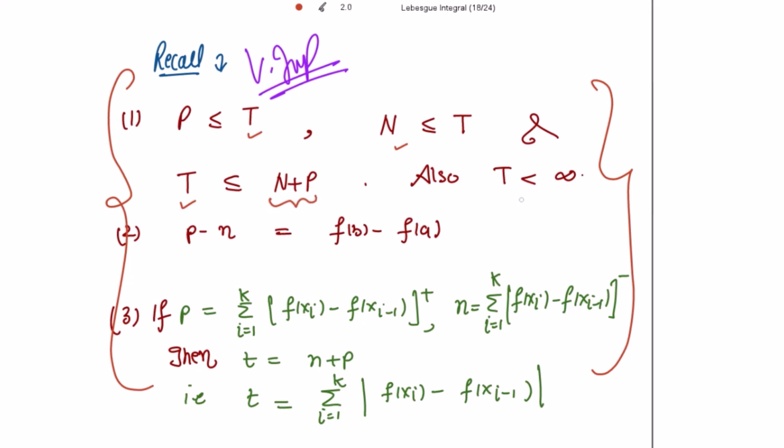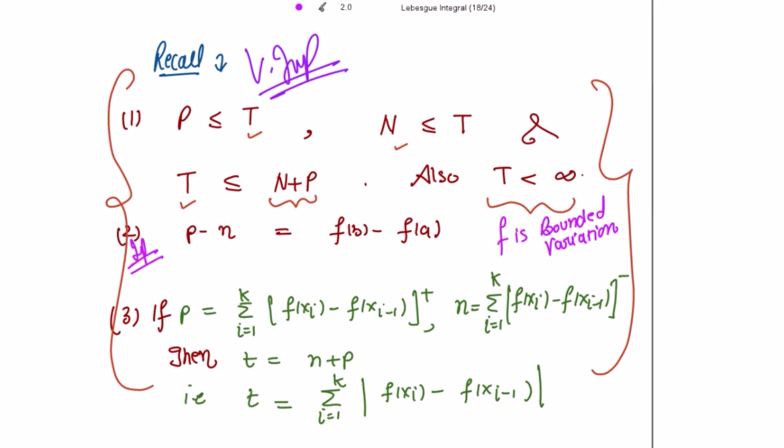And also, if T is finite, we are saying that f is of bounded variation. And then the second one, this is very important, used many times: the difference of the positive and negative variations is equal to f(b) minus f(a).